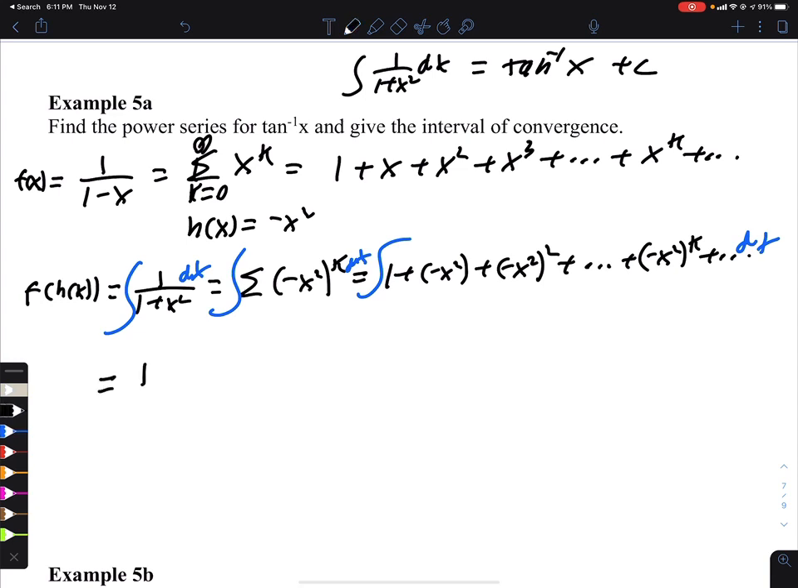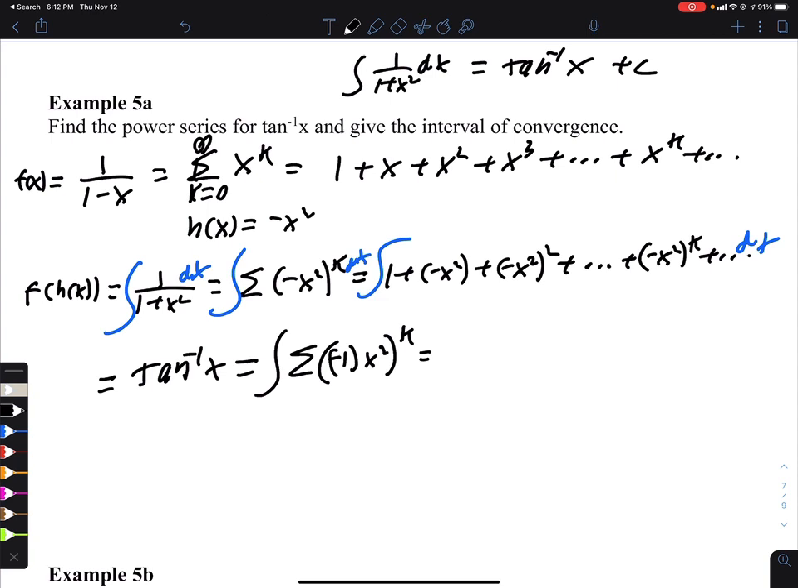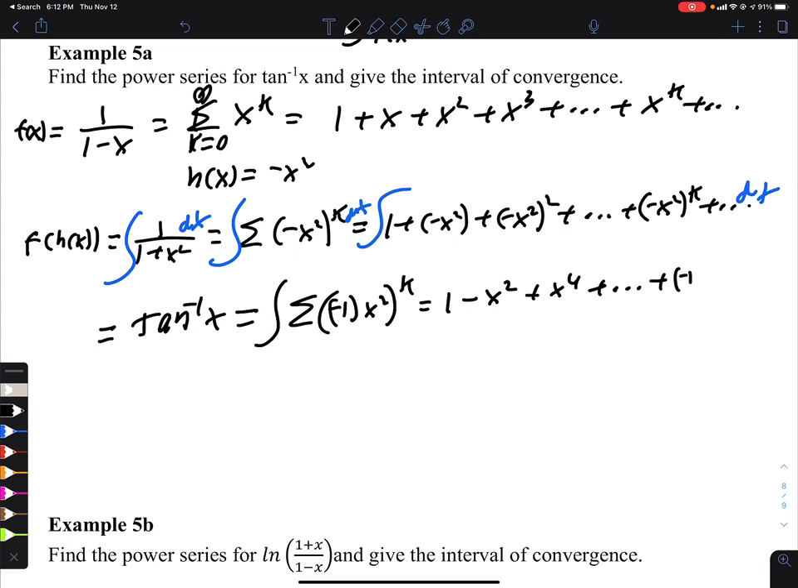And we will get this, arctan of x equals, and then we have to do some work here. This will be negative x. Okay, let me split this up. This might be a little bit of craziness here. I am going to rewrite this as negative 1 times x squared all to the k. Okay, and then I will integrate this. No, I'll rewrite this: 1 minus x squared plus x to the 4th plus dot dot dot. I'm also going to split this to negative 1 times x squared all to the k plus dot dot dot.